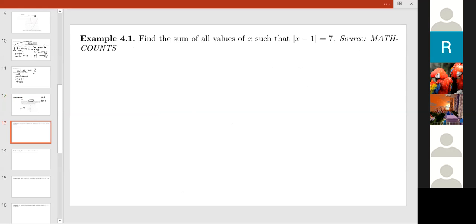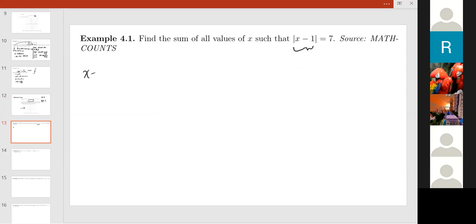So let's look at the following example. So we want to find the sum of all values of x such that the absolute value of x minus 1 is 7. So in general, in absolute value problems, you want to take cases for when the value inside the absolute value is greater than or equal to 0 or less than or equal to 0.